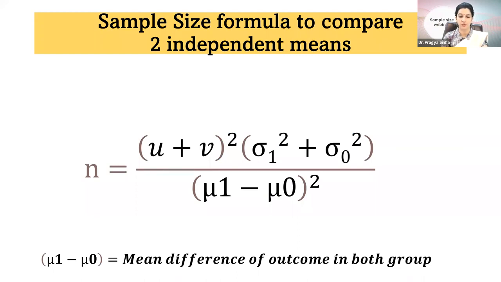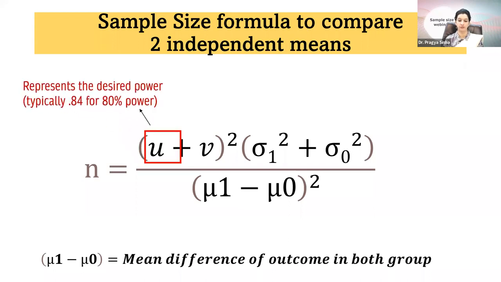So this is (U plus V) square, we'll discuss what these U and V are, times sigma 1 square plus sigma 0 square, and in the denominator it is (mu1 minus mu0) whole square. This mu1 minus mu0 is the difference in the mean outcome for both groups. If you see this U, it is the desired PAR, which is 0.84. This value of U is 0.84 for 80% of PAR.